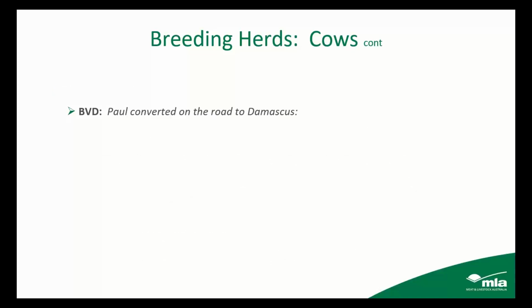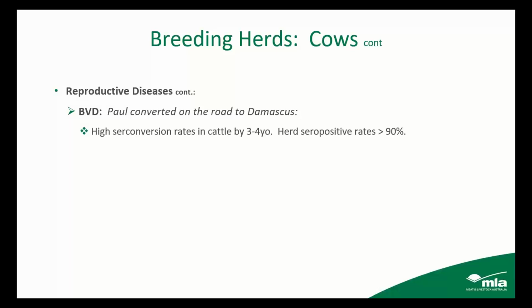Righto, so here's the most important of all, and this is BVD. This Paul was converted on the road to Damascus. I was always very cynical of the value of BVD vaccination just because so many of our herds have got it, and there's seroconversion by about 4 years of age. So we have high seroconversion rates, and in southern Australia, the estimates are that something like 90% of herds have ongoing infection.